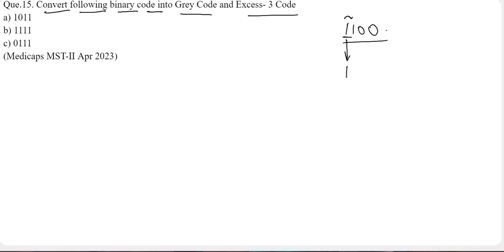For this 1 and 1 we will XOR them, for this 1 and 0 we will XOR them, for this 0 and 0 we will XOR them, and the results of these XORs are just written side by side next to this one. In this example, we write the most significant bit first, then XOR the adjacent bits. So 1 XOR 1 is 0, then 1 XOR 0 is 1, and 0 XOR 0 is 0. So this will be our gray code. This is the conversion process of a binary code to gray code.